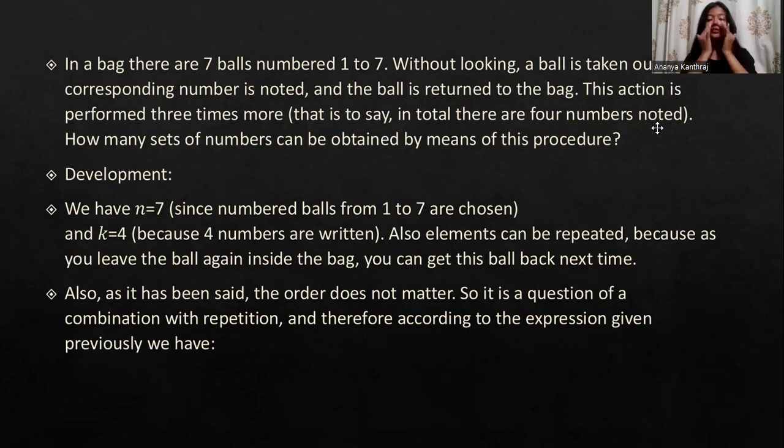The problem states that n is equal to 7, the number of balls from 1 to 7 which are chosen here. Next, we take k equal to 4, because 4 numbers are noted. Also, the elements can be repeated, because as you return the ball to the bag, the same ball can come out next time. Also, the order does not matter. So it is a question of combination with repetition.